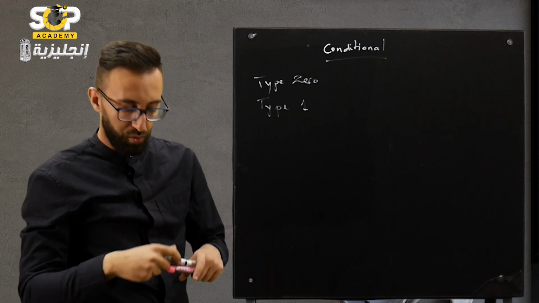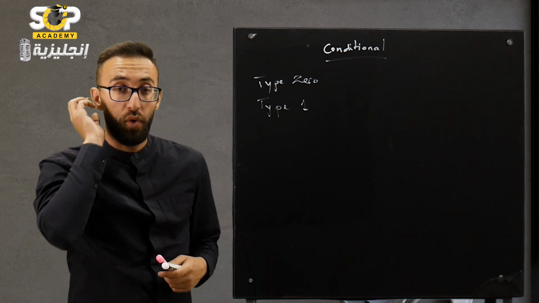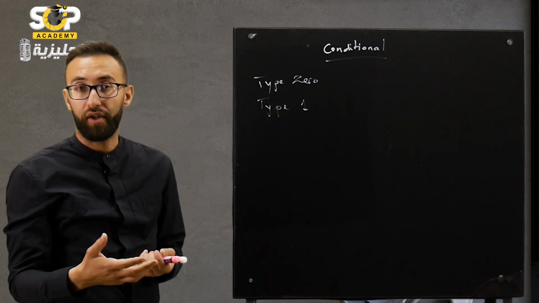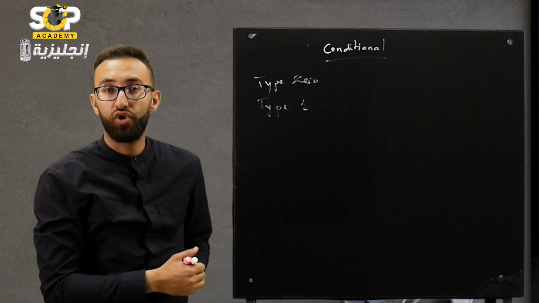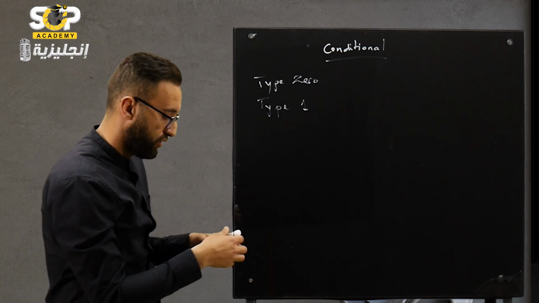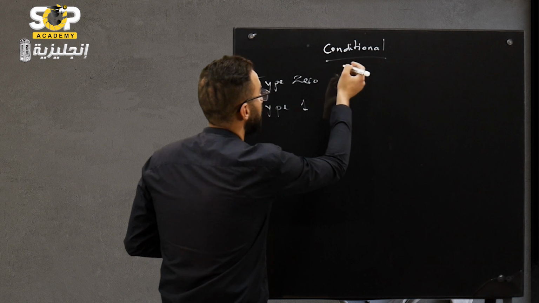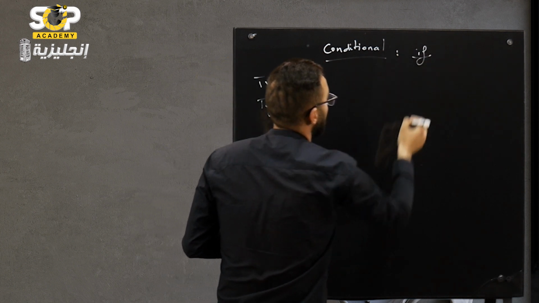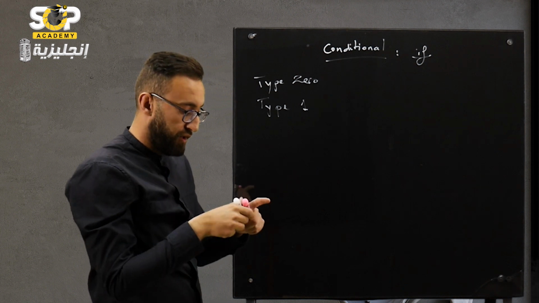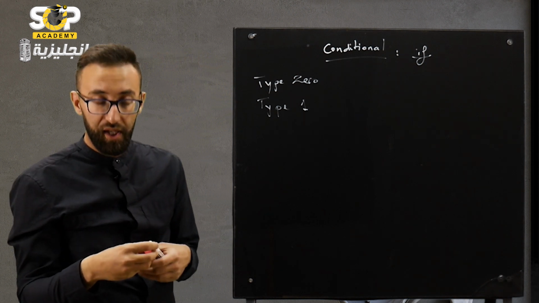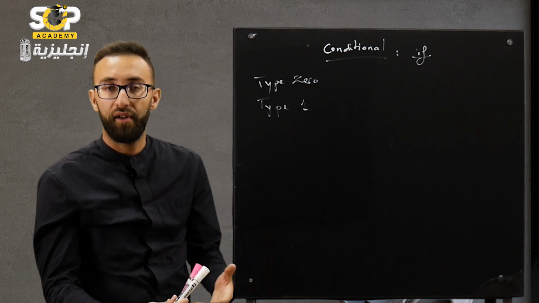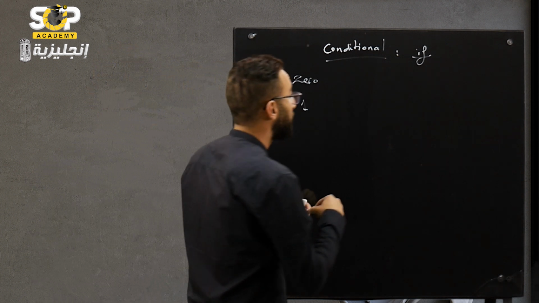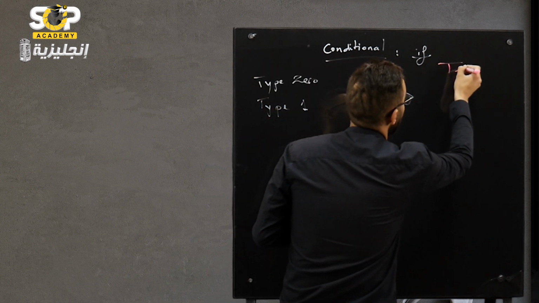What is type 0? What is type 1? Conditional is the condition. We have a condition sentence and a result sentence. Any conditional sentence starts with if. What matters here is the tense, the time. That's what matters.